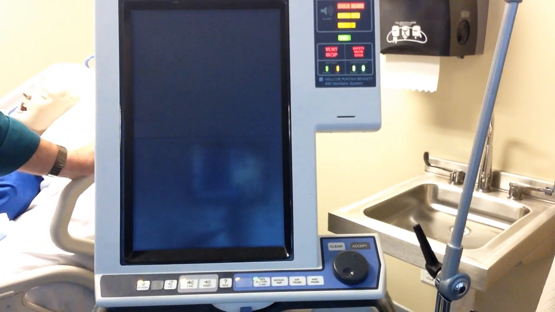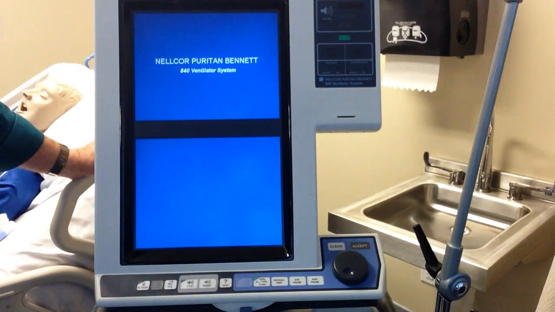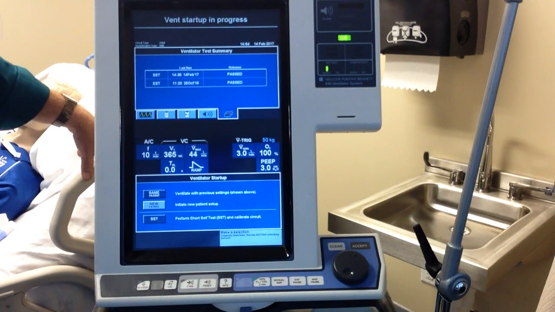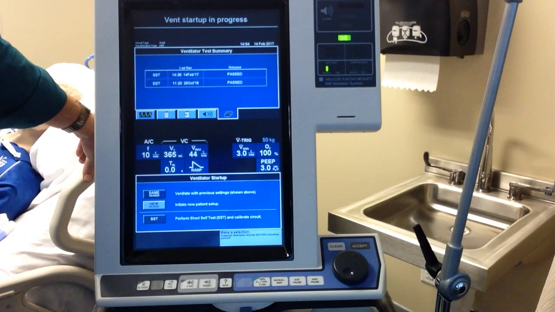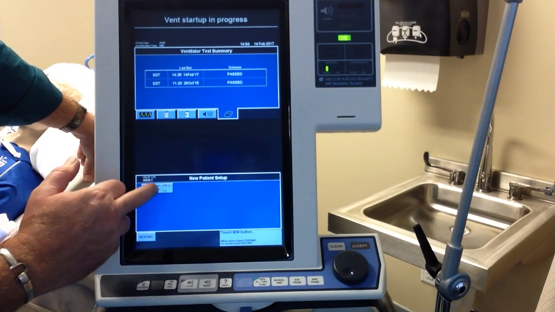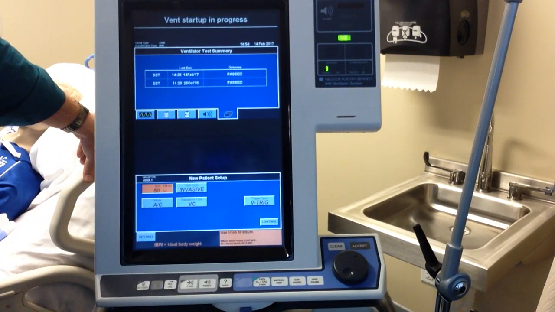I'm going to power on my ventilator. It will go through its self-test. We do have a little bit of a fix on the O2 calibration. It is still out, so we'll still need to use the 2-minute silence. So here we have our same patient, new patient SST. We're going to do new patient. We're going to just accept the 50 ideal body weight.